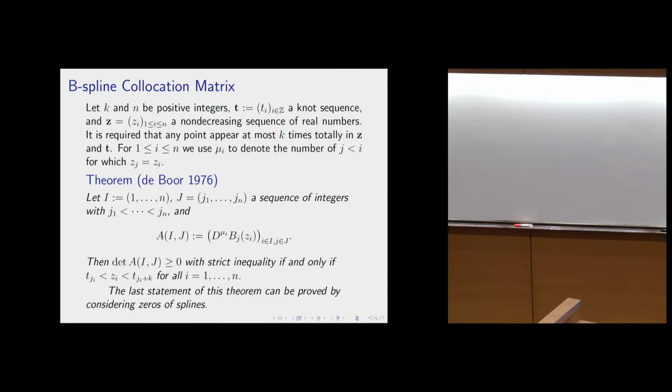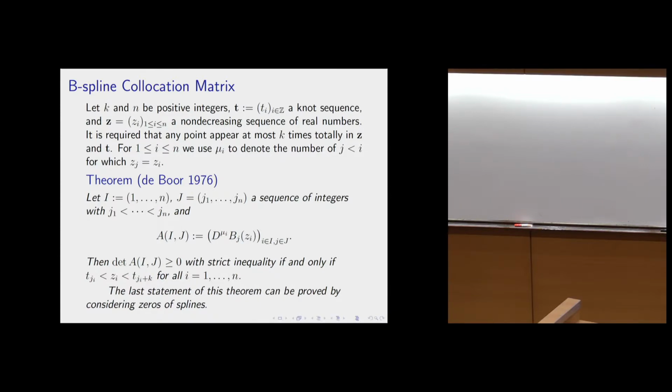So here we have derivatives to the order mu_i. What is mu_i? Here we have the definition of mu_i. We use mu_i to denote the number of nodes for which z_j equals z_i. So we have this matrix. Every minor of this matrix is non-negative, but moreover, this gives you a precise condition for the minor to be positive: z_i strictly between t_{j_i} and t_{j_i+k}.